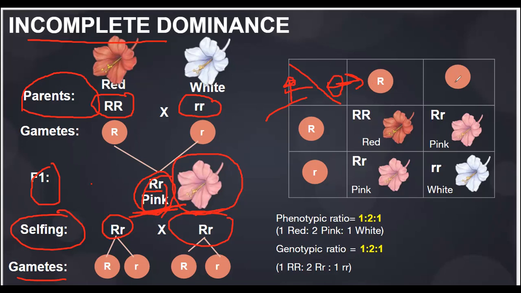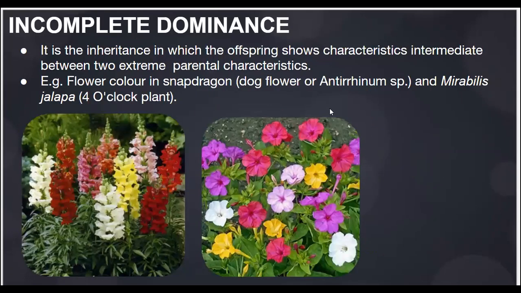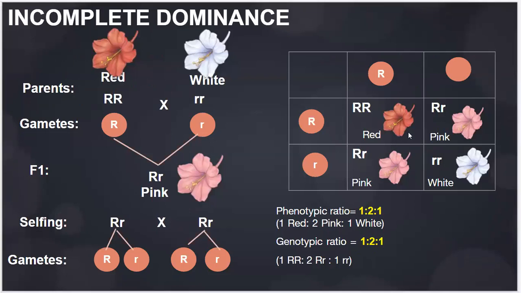Okay. So capital R, small r. Capital R, small r. So when you cross capital R into capital R, you get two capital R. Then this into this will give you this. Then this into this will give you this. And then this into this will give you two small r. I will just erase everything so it becomes clear. Okay. So this is what you get in your F2 generation.